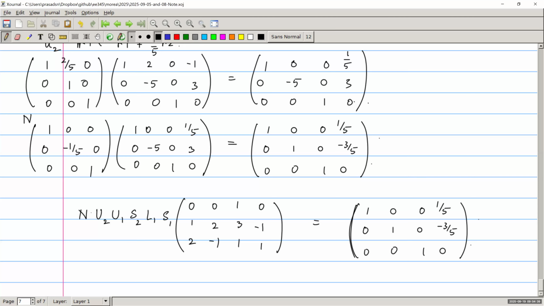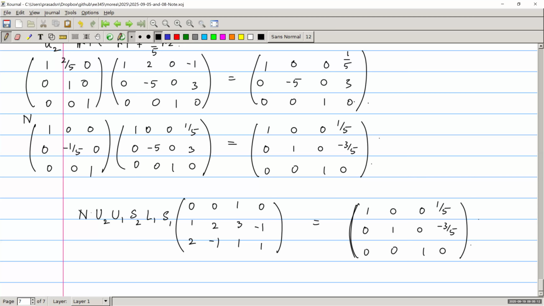So we have done a sequence of operations, right? S1, L1, S2, U1, U2, and N. If you want to reverse all these operations, which one do you reverse first? N, right? So it's like putting on socks, then putting on shoes. You have to remove the shoes first before you can remove the socks, right? So you reverse N, then U2, then U1, then S2, then L1, then S1.